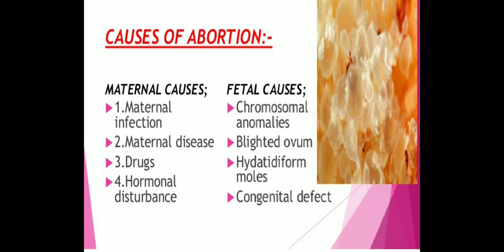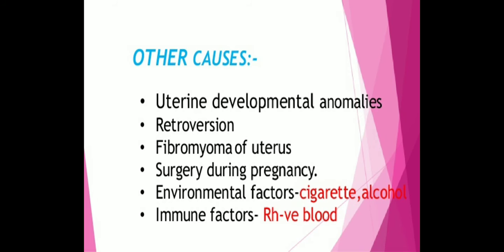And coming to the fetal causes, there can be chromosomal anomalies. So this comes under the genetic causes. There can be chromosomal anomalies, blighted ovum, hydatidiform moles, and congenital defects of the fetus. Hydatidiform mole is a condition where the lady will feel pregnant, and during the test of human chorionic gonadotrophin, the lady will test positive, but instead of a fetus, there will be a tumor-like formation in the uterus. So that is known as hydatidiform mole.